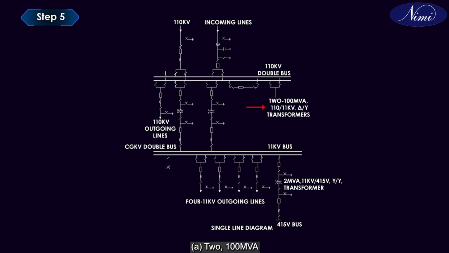Number 3. Transformers. A. 2 numbers of 100 megavolt ampere, 110 by 11 kilovolt, delta to star connection. B. 1 number of 2 megavolt ampere, 11 kilovolt by 415 volt, star to star connection. 110 kilovolts duplicate busbar, 11 kilovolts single busbar; show the positions of CTs, PTs, isolators, lightning arresters, circuit breakers.